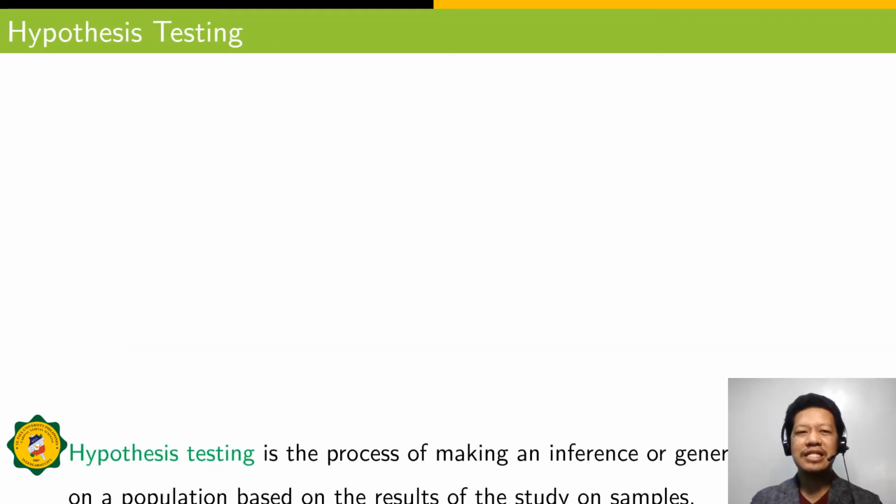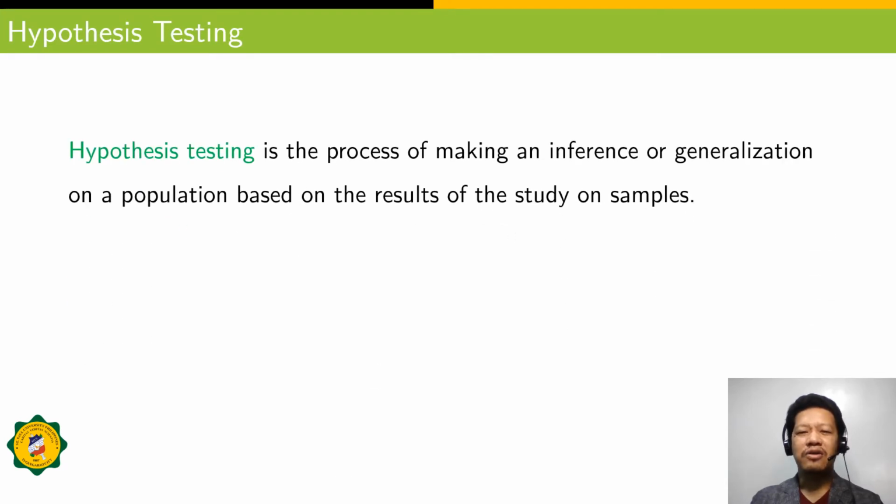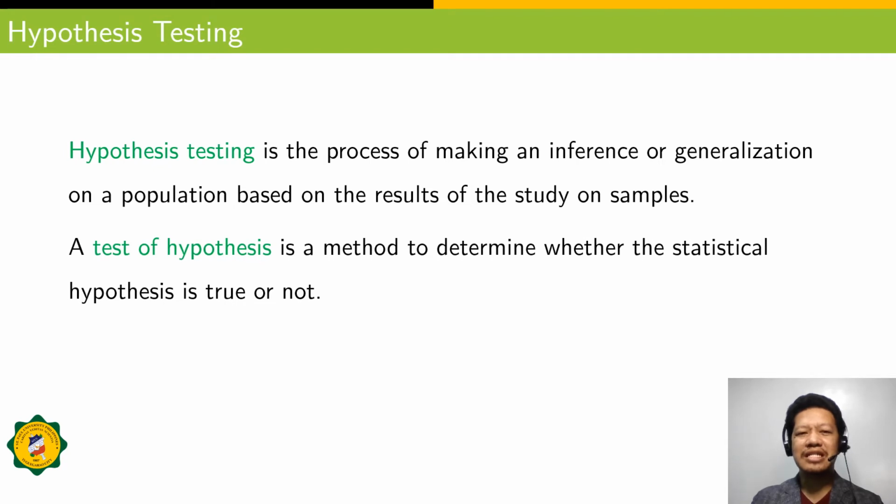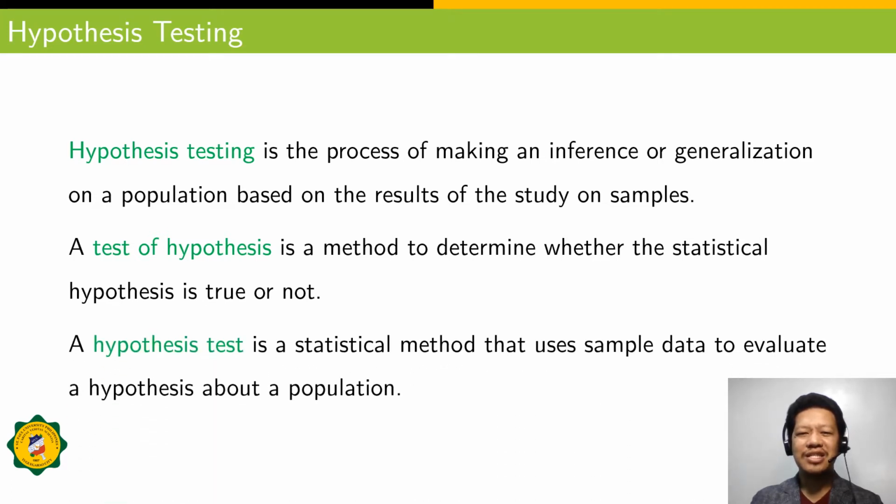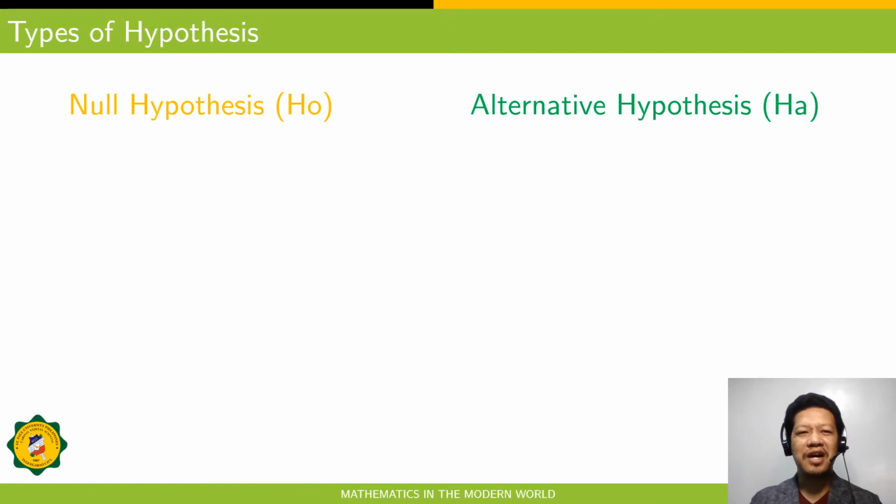And hypothesis testing is actually the process of making an inference or generalization on a population based on the results of the study and samples. It can be termed also as a test of hypothesis. It's a method to determine whether the statistical hypothesis is true or not. Or hypothesis test, it is actually a statistical method that uses sample data to evaluate a hypothesis about a population. And there are two types of hypotheses. We have the null hypothesis denoted by H naught or H sub O, and the alternative hypothesis denoted by H sub A or H sub 1.